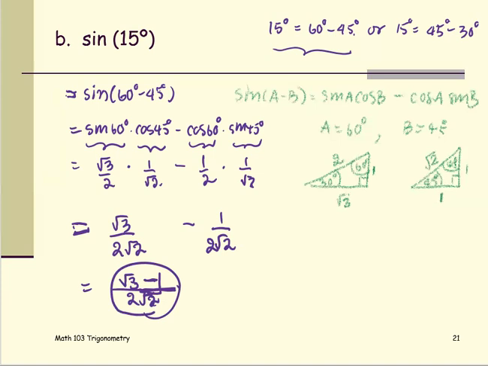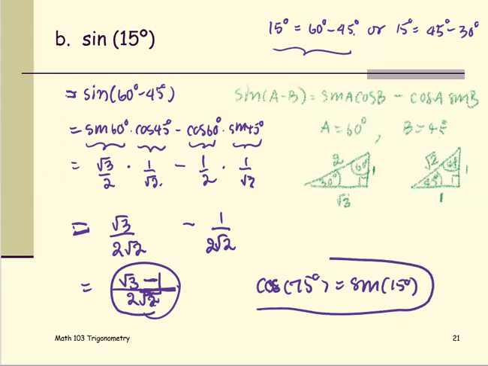As you saw in the example in part A, which is the same value as this one, we can say that cosine of 75 degrees equals sine of 15 degrees. Or you can think about the co-function property between cosine and sine.